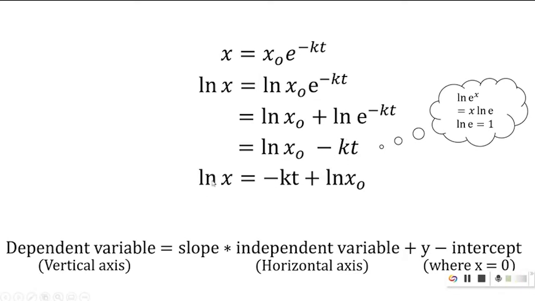And then we're left in this form, which some of you may have recognized right away, that it is y equals mx plus b. And just in case you don't remember y equals mx plus b, ln of x for this equation is the dependent variable, or what you'll find on the vertical axis. Negative k is our slope. Our independent variable, or horizontal axis, will be t, and our y-intercept, where x equals 0, is ln of x naught.